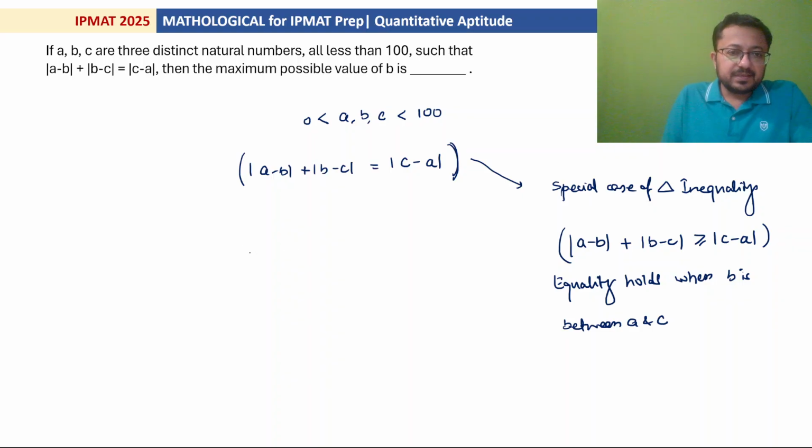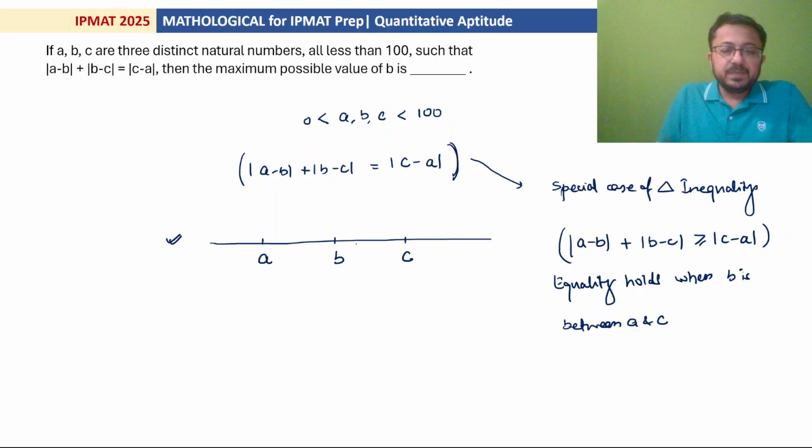Okay, so in this case, if you draw the number line, since a, b and c are between 0 and 100, if a is the smallest value, then b, then c, ये काम करेगा, because b is between a and c. सो अगर b पे हमने person खड़ा किया तो distance क्या आएगा हमारा, mod of a minus b will be this, mod of b minus c will be this, and sum of these two will be mod of a minus c. So this will be equal, isn't it?